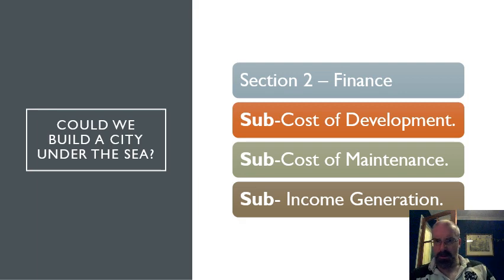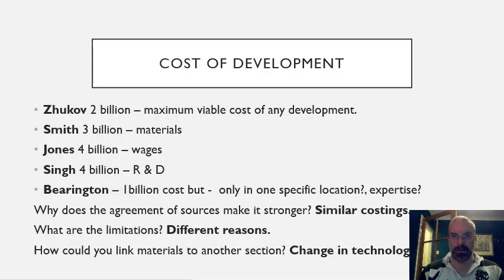Hope that made sense. Okay, so let's look at a sub-argument in a little bit more detail and see what examples we've got and how we might use them. So remember, we're looking at the cost of development of our underwater city. Now we might start off by, and again, all these theories are made up, so don't pinch them, a theorist, Zhukov, saying that £2 billion is the maximum viable cost of any development. So if it costs more than £2 billion, it's not financially worth building. So we've got a theorist who's come up with this kind of crucial figure that allows us to make a judgment on whether something is worth building or not.